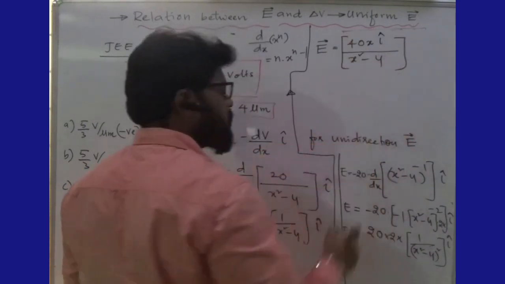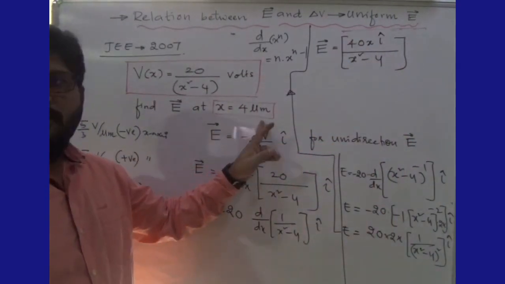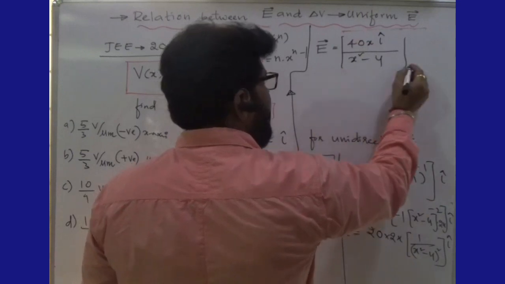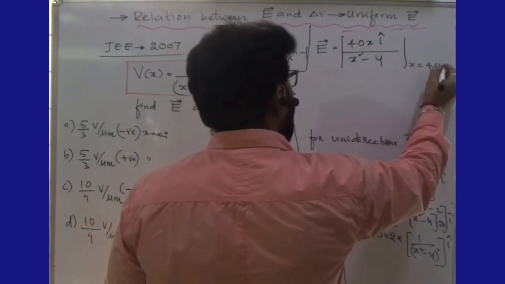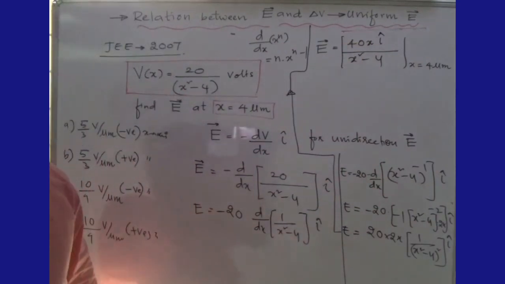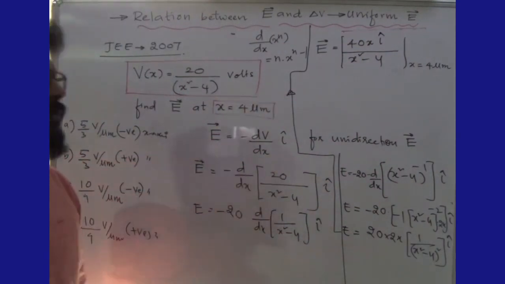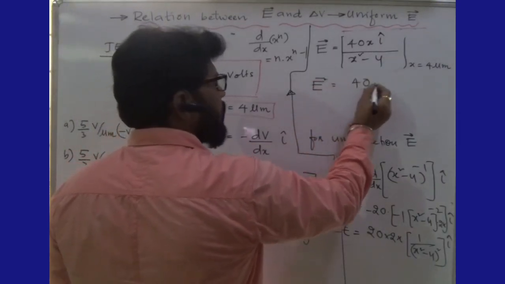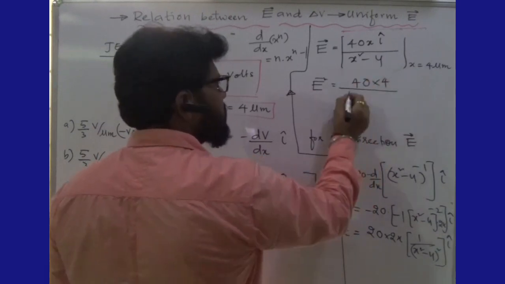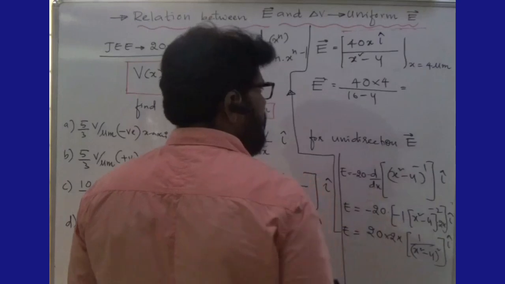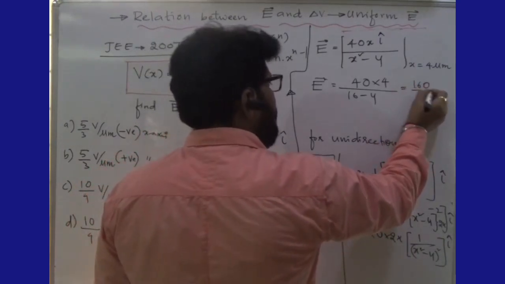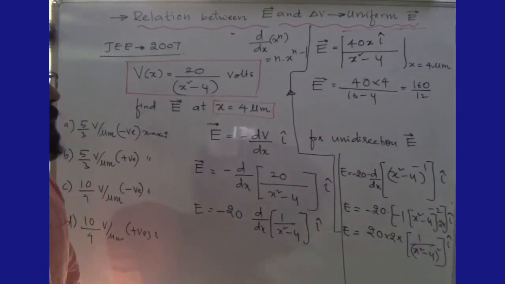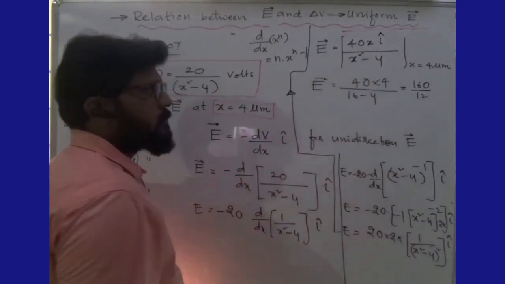At which point do we have to calculate? At x equal to 4 micrometers. If I substitute x equal to 4 micrometers, E is equal to 40 into 4 divided by 16 minus 4, which is nothing but 160 divided by 12. Sorry, x square is 16 minus 4.